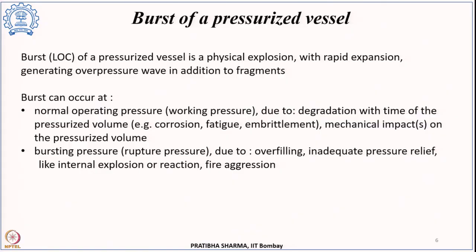Now another possibility could be the loss of containment or loss of confinement, wherein a pressurized vessel either ruptures or bursts. Now this is actually a physical explosion, wherein even if there is no ignition source present, it explodes because of the over pressurization. There could be several reasons for this bursting or rupture of the pressure vessels, and that results in an overpressure wave. There will be a release of hydrogen because of the burst or rupture of the pressure vessel. At the same time there will be debris, projectiles, missiles or fragments of that pressure vessel which will spill out in all directions.